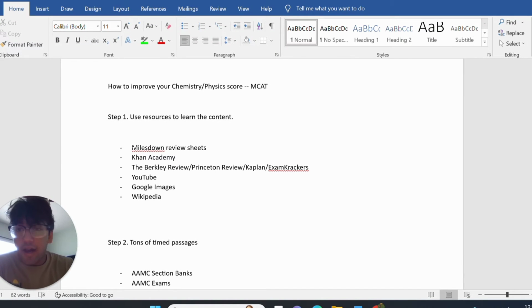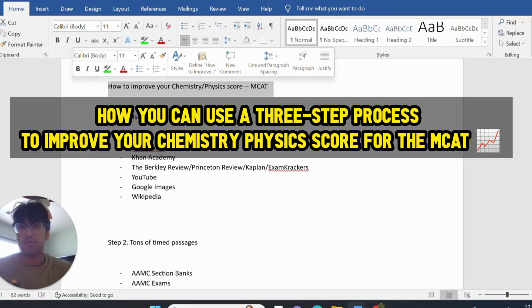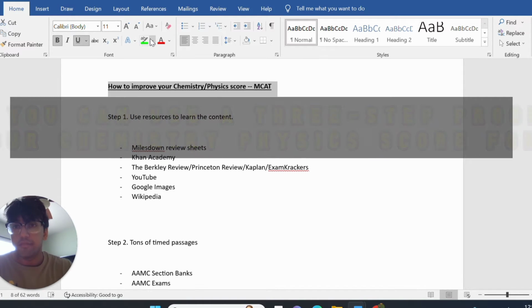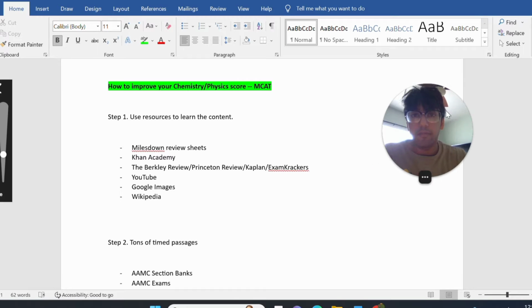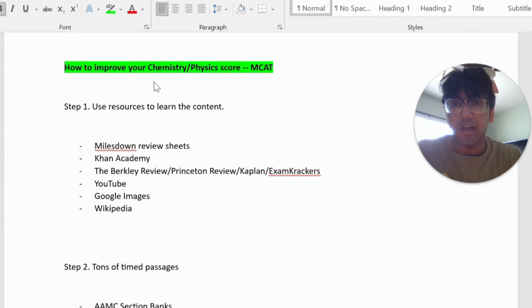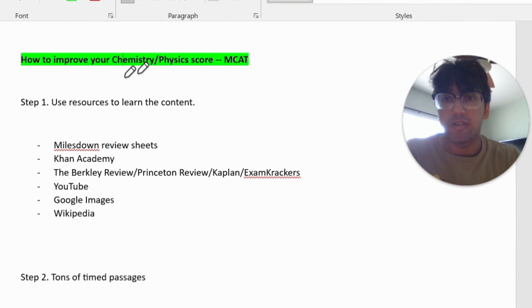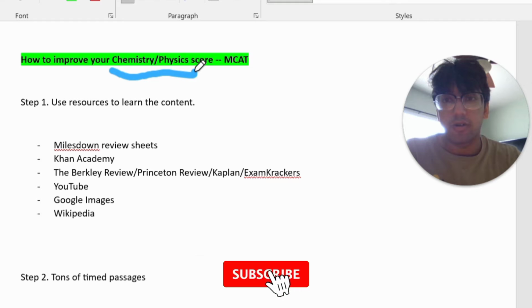Today I want to break down how you can use a three-step process to improve your chemistry physics score for the MCAT. This is a system that I personally used and that really helped me boost my chemistry physics score. For a lot of the students I have tutored over the past few years, it's one of the hardest sections, because it involves the most math, the most conceptual thinking, the most equations, things like that. And some of these concepts are not always well taught in college courses. So that's why I want to go over the step-by-step process for improving the chemistry physics score.